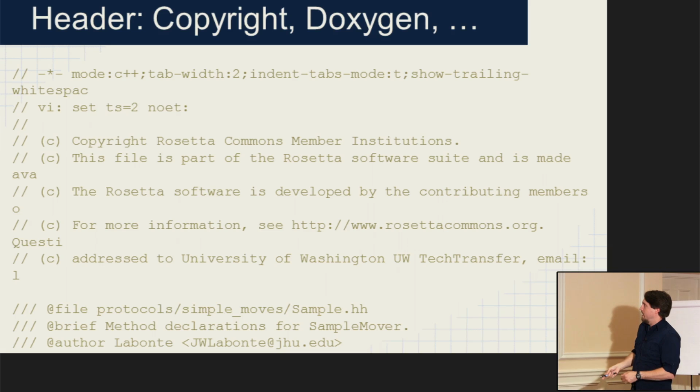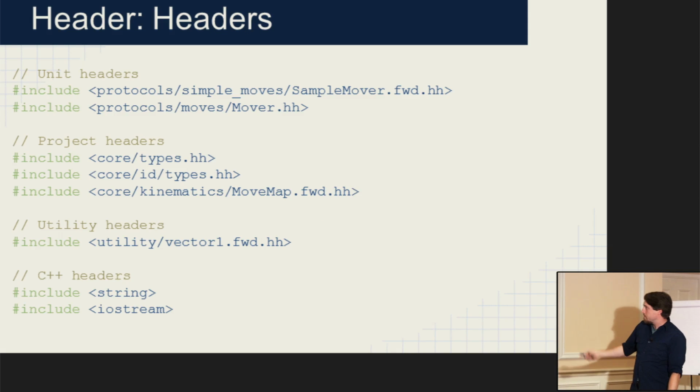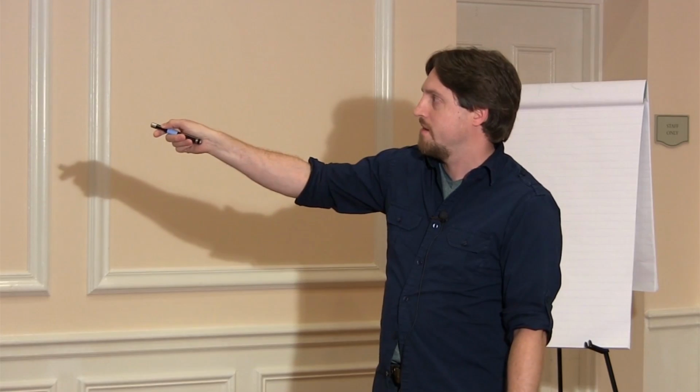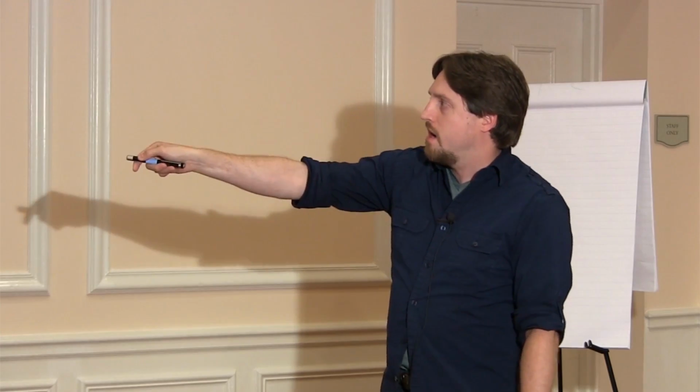This is the .hh file. Like every other file, you should have your copyright and your document information, so I'll skip through that. And then you go to your headers. So here, the headers, you have a lot more of them because you have a lot more code that you're going to be using in the header file. And I want to point out that for the most part, a header file should include forward headers, not regular headers. The exceptions are core types.